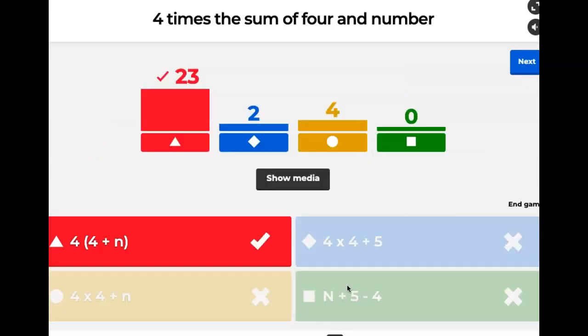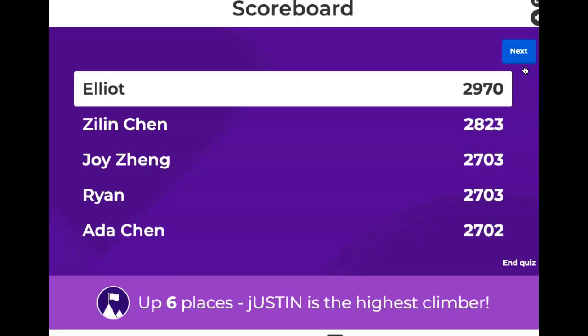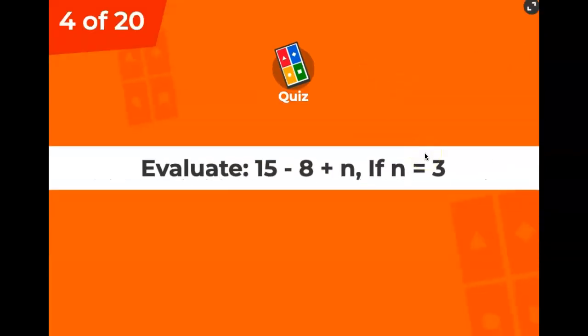I like the score, but I'm not happy with the orange one. So if it says 4 times what? The sum of 4 and a number, right? But if you say 4 times 4, then you could get the orange one. But it says 4 times the sum of 4 and a number, which is a group. It's a binomial. So you are multiplying that 4 to the sum of that binomial. That's why it needs parentheses. Without the parentheses, you're only multiplying it to 4. Next question. Elliot is still the top. No one is running high right now. So let's go to the next question.